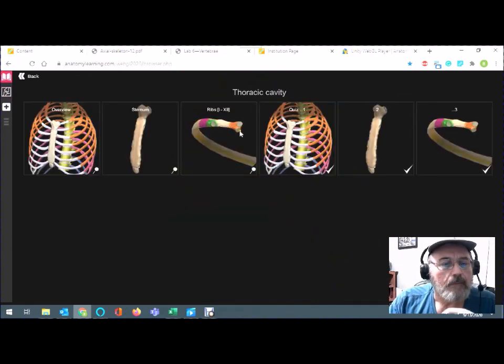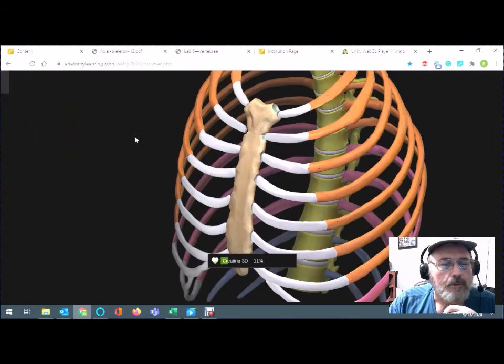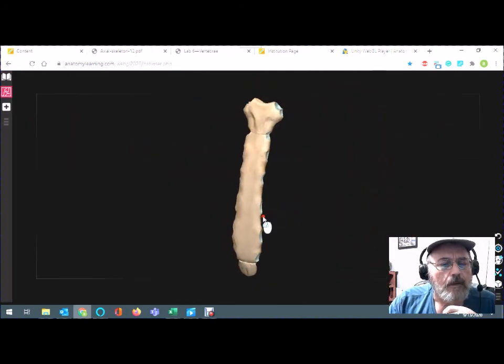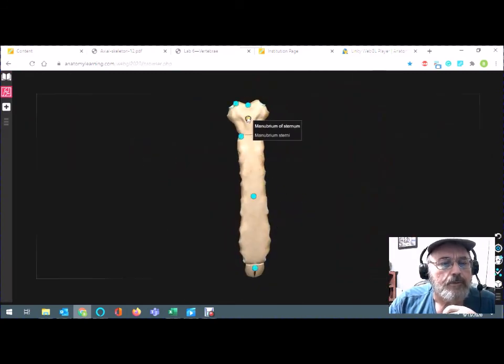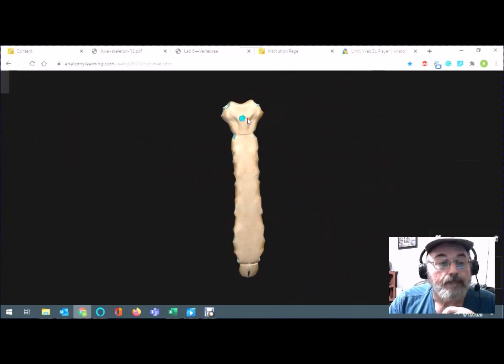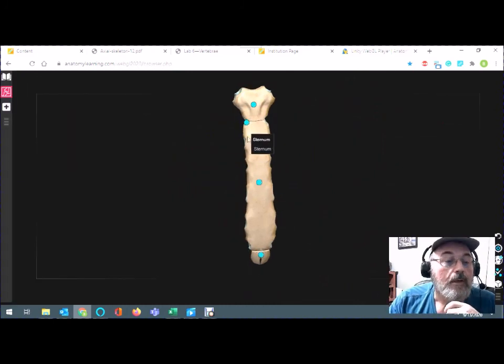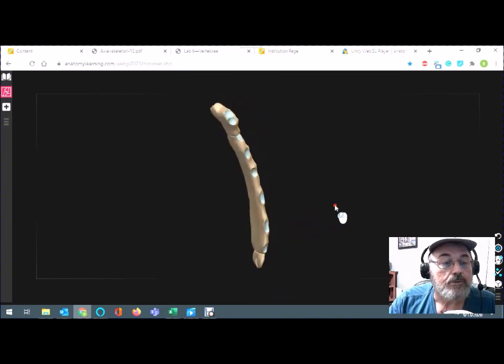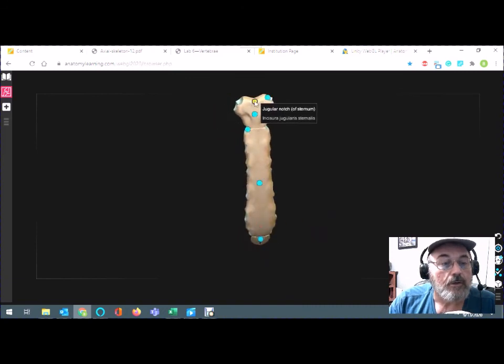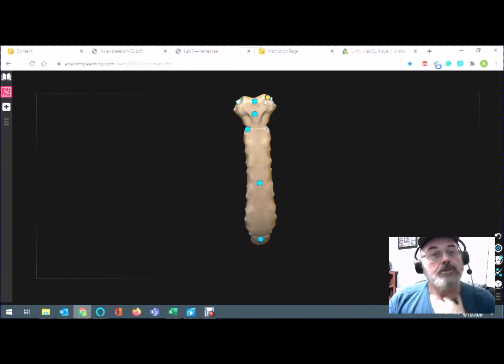And if we go to the sternum, there are a few structures there that you should be aware of. We have the manubrium. We have notches where the ribs actually attach. We have the body. And we have the xiphoid process. Additional structures that we have are the jugular notch and the clavicular notches. So the jugular notch is right here, and it's a good landmark.